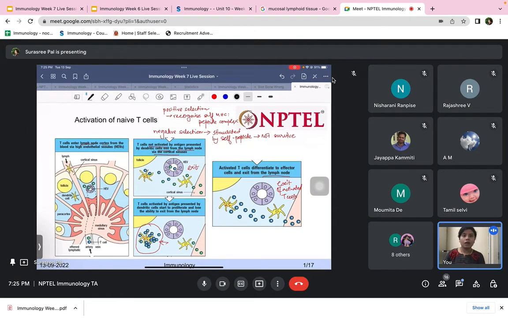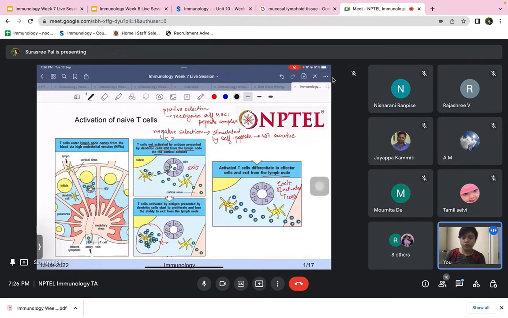So before that, there is one molecule, sphingosine 1 phosphate. Sphingosine 1 phosphate is a molecule which actually helps the T cells to exit from the lymph node. The T cells which are not activated, like these T cells which are exiting, follow the sphingosine 1 phosphate gradient. Outside the lymph nodes, outside these high endothelial venules, there is an increased concentration of sphingosine 1 phosphate, which is followed by these T cells, and they leave the lymph node if they are not activated.